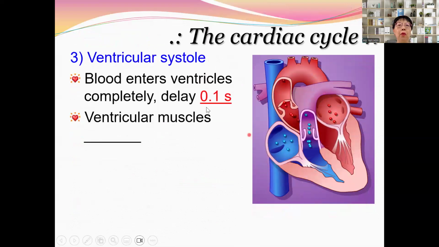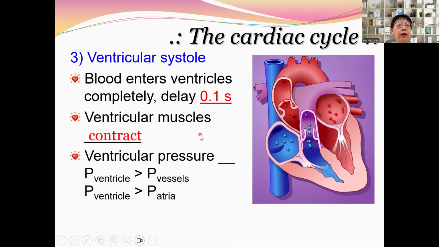So now 0.1 second after the atrium contracts, the ventricle will contract. Why there's a delay of 0.1 second is because we need this 0.1 second for the blood to empty into the ventricle. So when the atrium contracts, there will be a 0.1 second delay. The timing of the delay is for the remaining blood in the atrium to empty into the ventricle. And after that, only the ventricle will contract. Okay, so there's a 0.1 second delay.